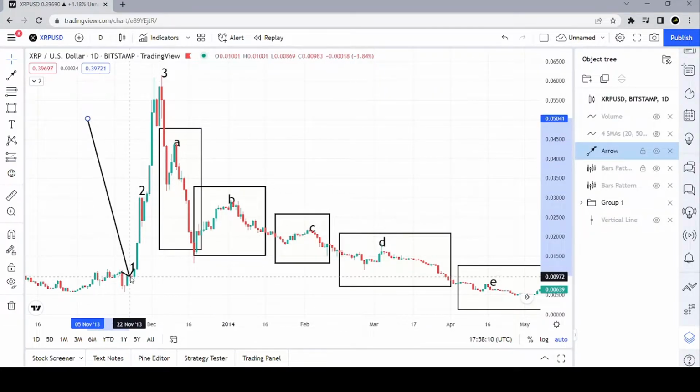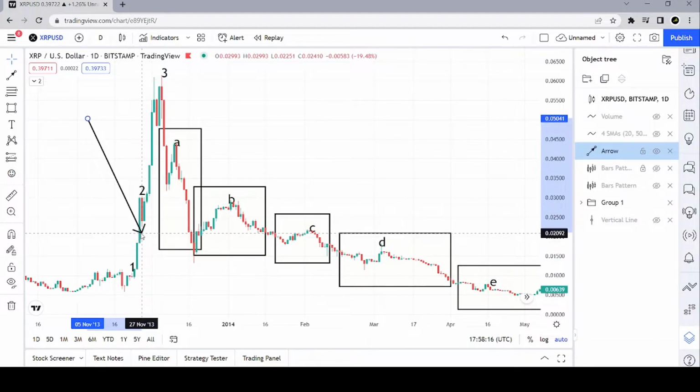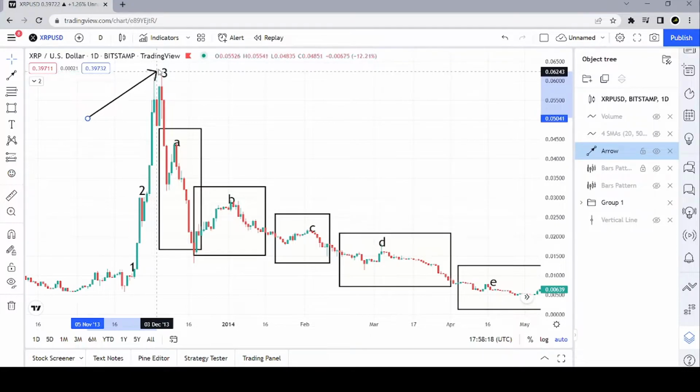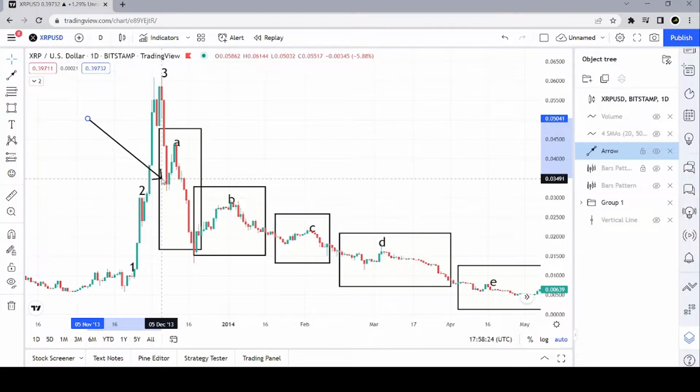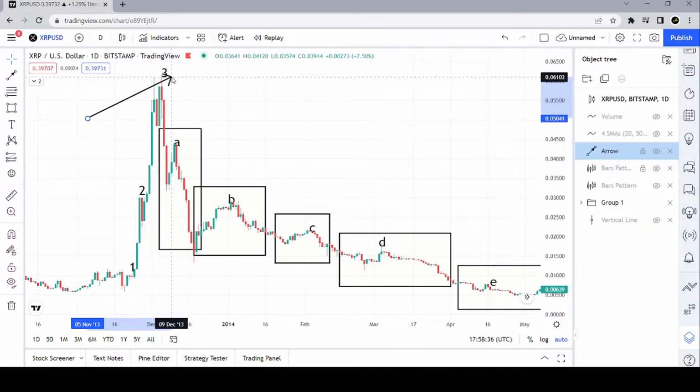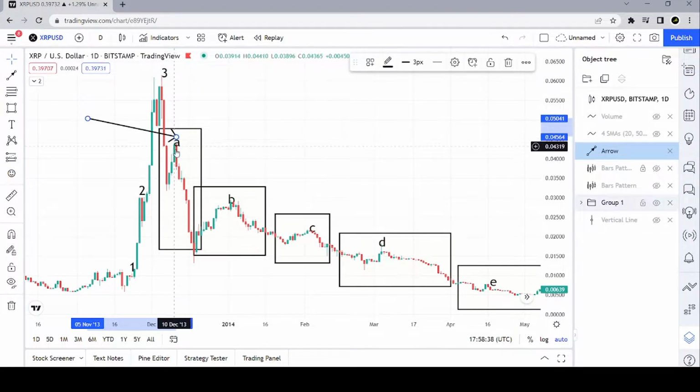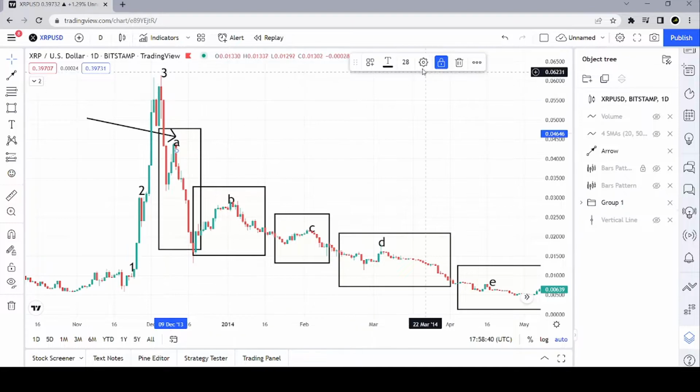So a typical move upward, you'll have 1. It does a little correction here. 2, another little correction here. 3 makes a peak, and then the decline begins. So it falls down. Usually this fall down is there and then it comes back up, but sometimes it's not. So in this case, it falls down, it comes back up. I label that A right here.